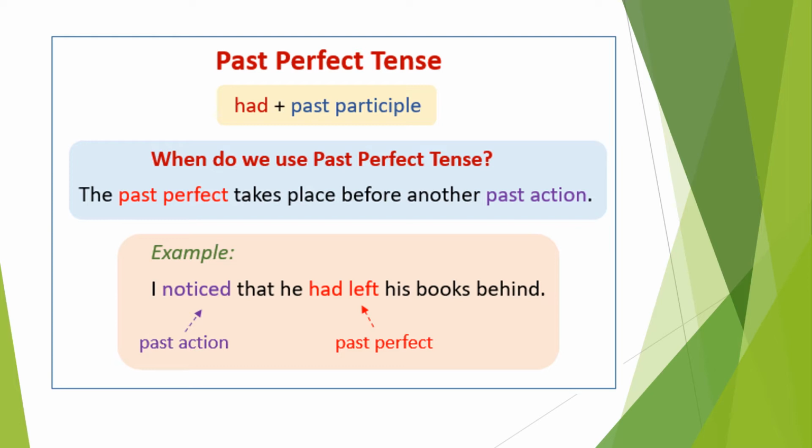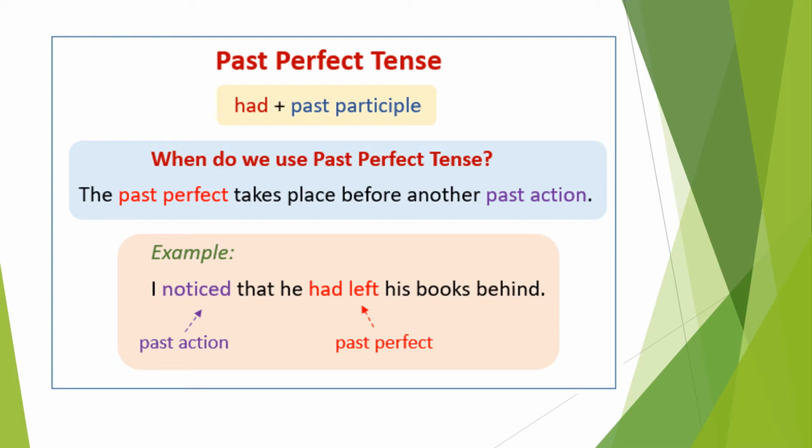Paul had driven for an hour. That means he's been driving for 1 hour. Before he noticed he had a flat tire. So he's driving for 1 hour, then he noticed, he realized, he was aware that one of his tires was flat. Okay, next one.